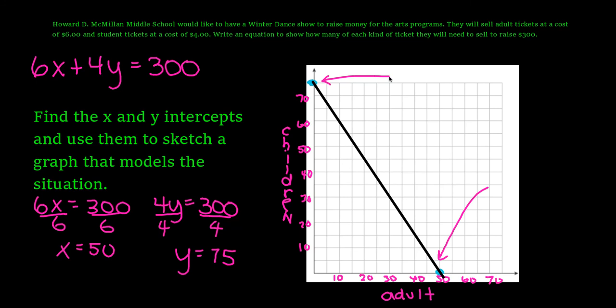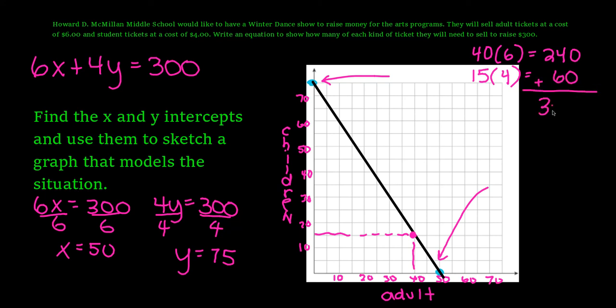For example, right here's a pretty good point, and that point says that we could sell 40 adult tickets. Well, each adult ticket was costing us $6, so 40 times 6 would be $240. That's 40 adult tickets. And then if I come across to my y-axis, that's 15 children tickets, and the 15 children tickets each cost $4. 15 times 4 is 60. And if I add my adult and my student tickets, I reach the $300 I was trying to raise. Every other point on that graph represents some combination of adult and children tickets that we could sell in order to raise our $300.